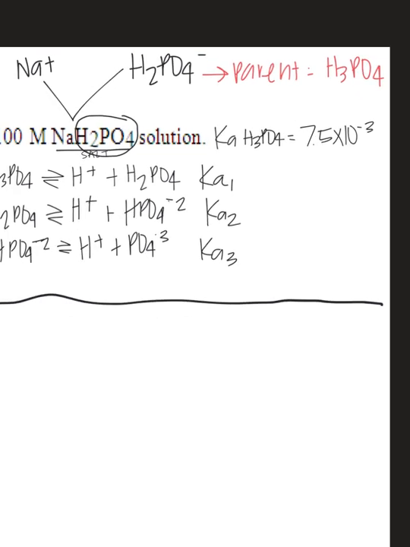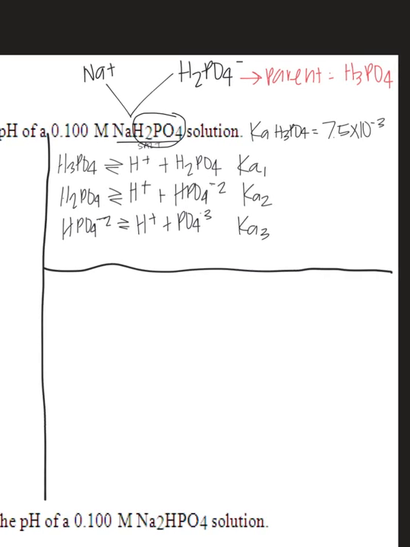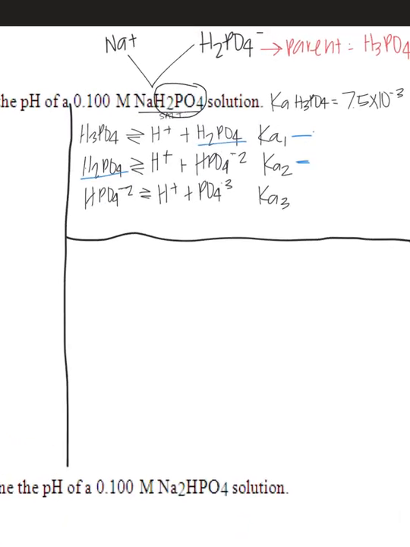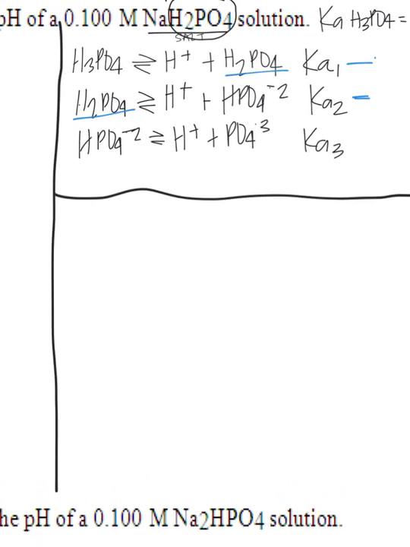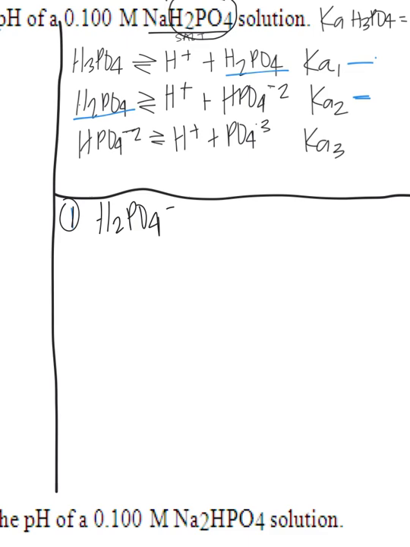Really the only one I'm worried about is H2PO4 minus, because that's the one that's a part of my salt. I want H2PO4 minus as the reactant. So here I'm good, but here I'm going to have to flip that one. So I'm going to come down here and focus only on those two, because those are the ones that have H2PO4 minus. Basically right now I'm taking that first equation and flipping it.